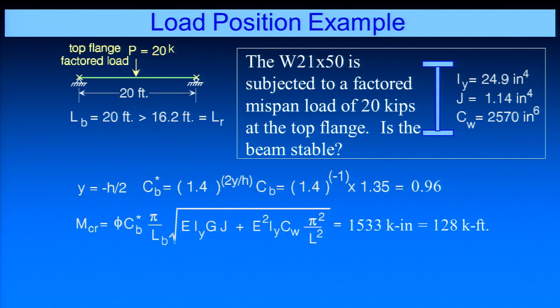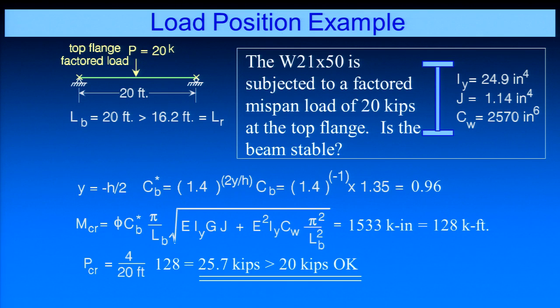Again, since we are bigger than L sub R, we can just use the elastic buckling solution. So we take our modified C sub B factor, we plug in our section properties down here. It gives us a moment of 1,533 inch-kips, which if we convert it to kip-feet is 128. Solving for our maximum capacity at midspan, PL over 4 would be equal to this moment, or P would be 4 over L times that moment. It comes out to be about 26 kips, which is bigger than our applied load, so we would be stable in this case. So we could account for load position in that way.